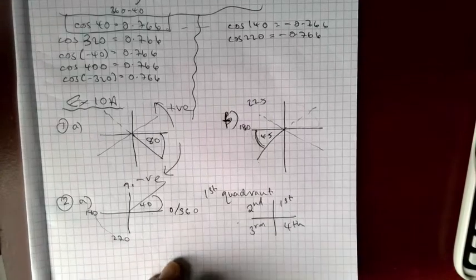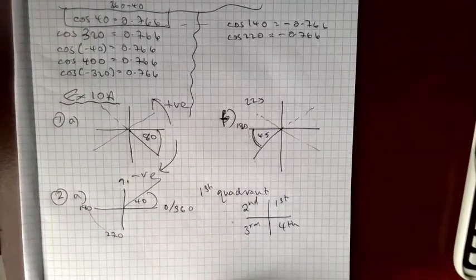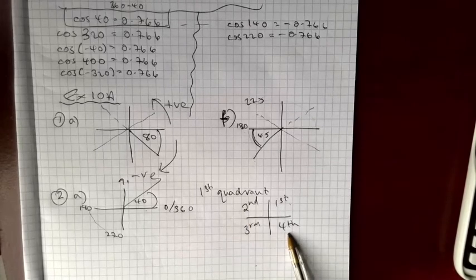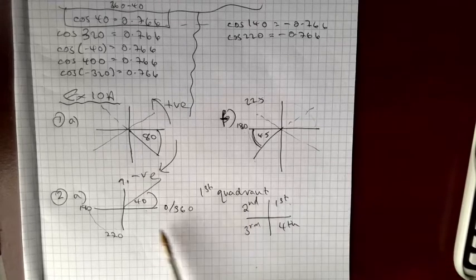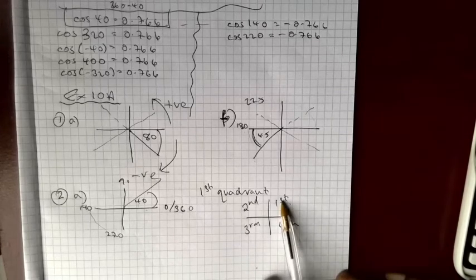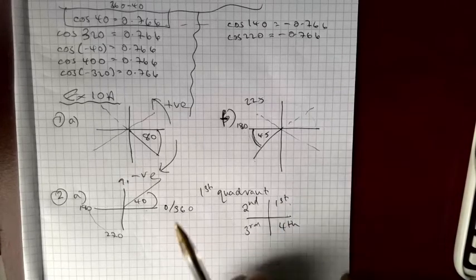The same with when we talk about coordinates: first quadrant, second quadrant, third quadrant, fourth quadrant. So 400 degrees would be in the first quadrant because you go all the way around 0 to 360 and you carry on going, you end up in there again.